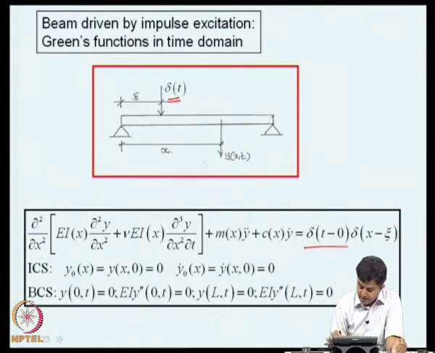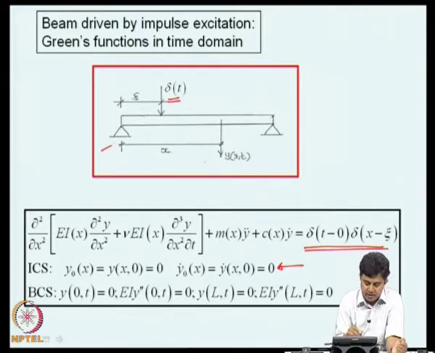So, on the right hand side here I get an impulse applied at t equal to 0 and at x equal to psi. That is represented as a product of two Dirac delta functions. We assume that the system starts from rest, so initial displacement and initial velocity are 0, and again the boundary conditions are displacement and bending moment are 0 here and here.